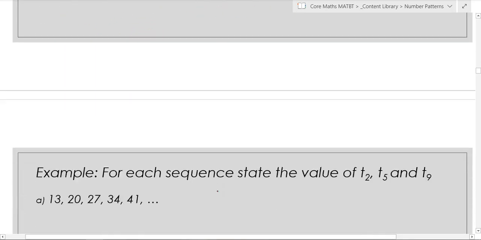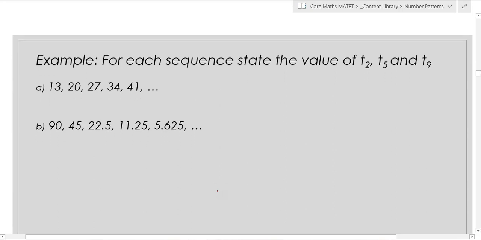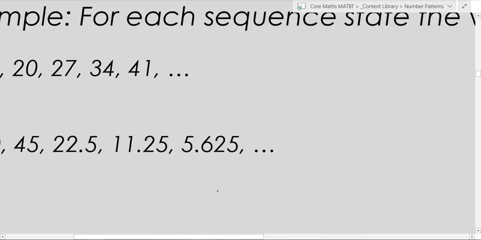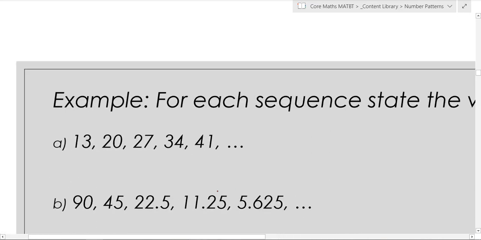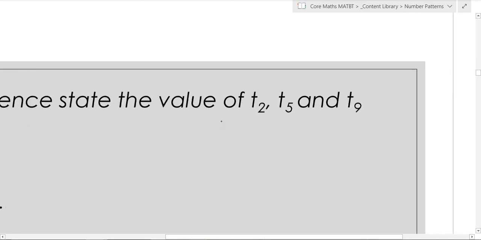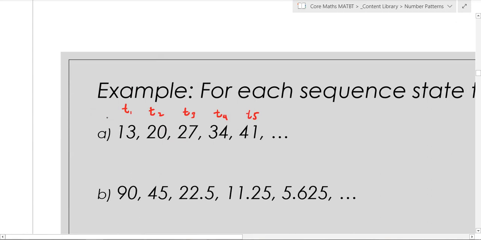Okay, let's keep going. For each of these, state the value of term 2, term 5, and term 9. Okay, so here in these examples, we're just stating the values of what is term 2, term 5, and term 9. What I find useful here is actually labeling terms. So that's term 1, term 2, term 3, term 4, term 5. Okay, but the tricky part here is we're looking for term 9, but it's not listed here. So let's first figure out what is the pattern. So 13, 20, 27, 34, 41. I believe it's adding 7 each time.